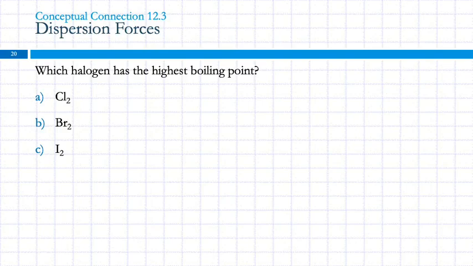So which halogen has the highest boiling point? Cl2, Br2, or I2? I2, right? And why is that? It's the largest, right? So chlorine would be about 70, and Br2 would be close to 160, and iodine would be about 250 grams per mole. Larger atoms, larger molecule, the electron cloud gets big and floppy, basically, and you can push it around. And so these dispersion forces become more significant.